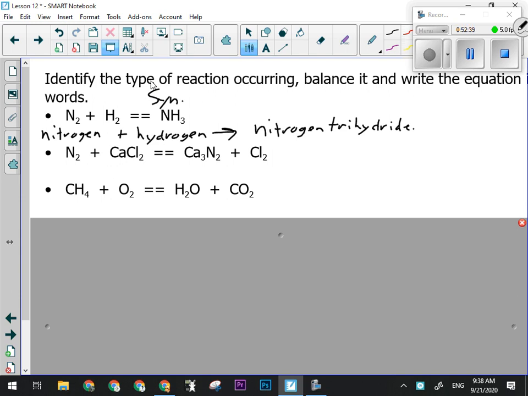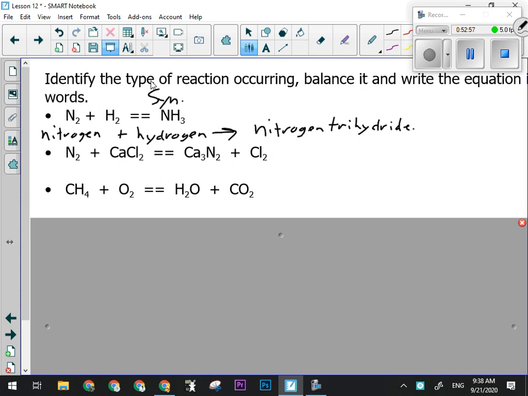Okay, a question like this would be like a 4-mark question on a test. You get 1 mark for the reaction type. You get 1 mark for writing out the reactants, 1 mark for the products. Okay, and then you got to balance it.